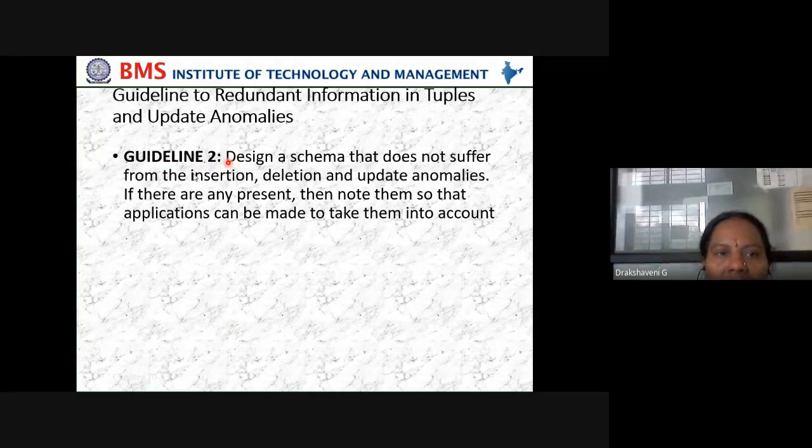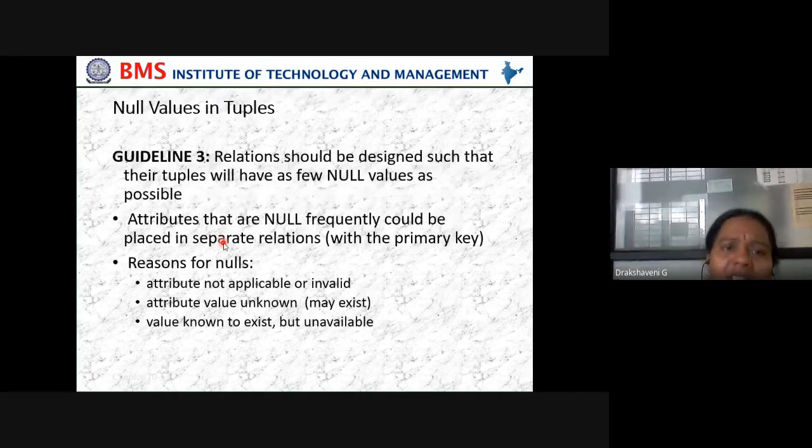That's the first guideline. The second guideline is about redundant information in the tuple and update anomalies. And the third guideline is about null values in the tuple. The relation should be designed such that its tuples will have as few null values as possible. Attributes that are null frequently could be placed in a separate relation with the primary key.